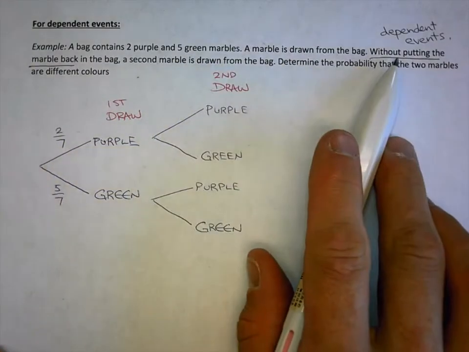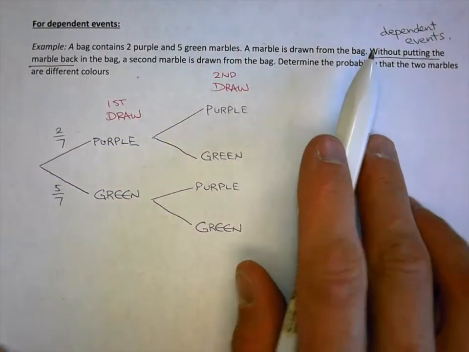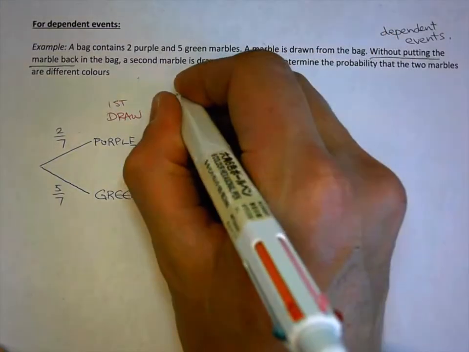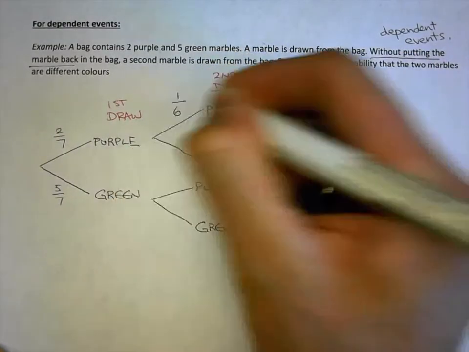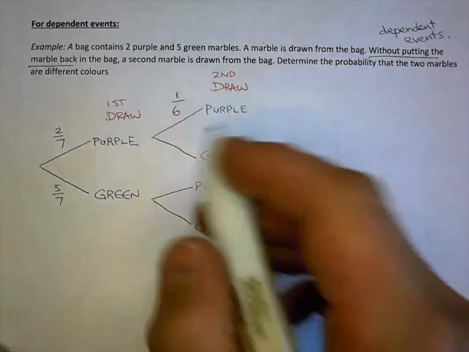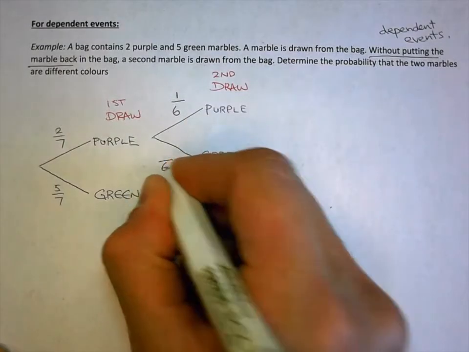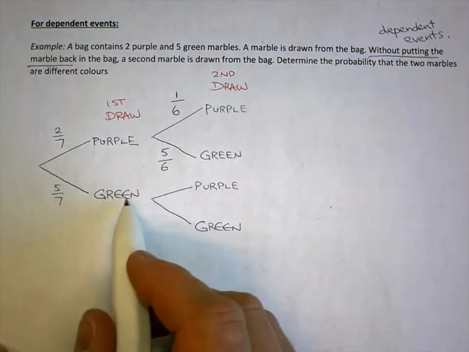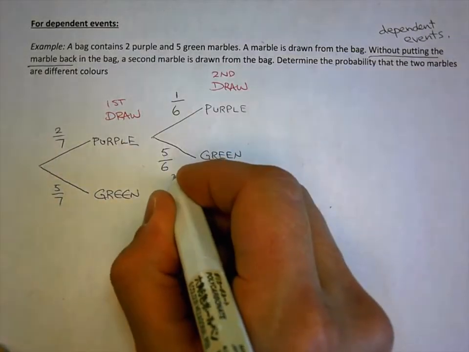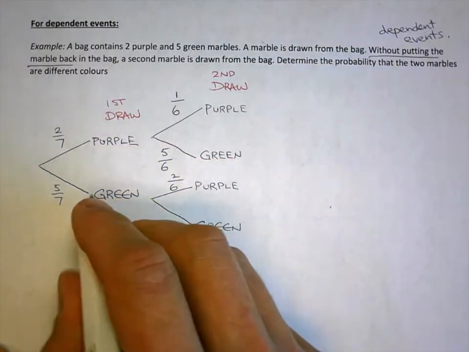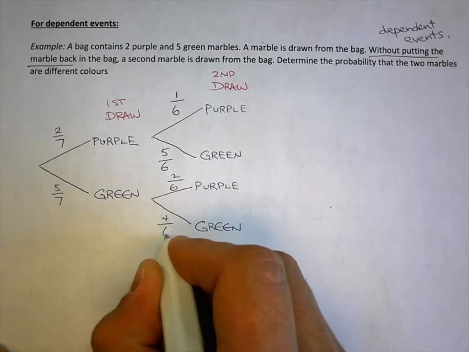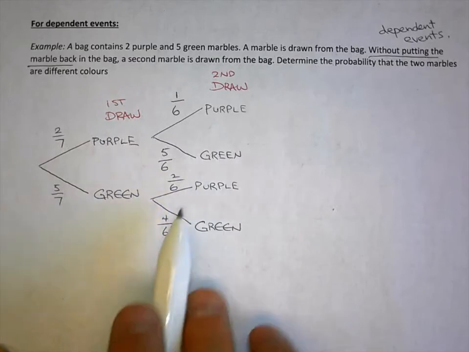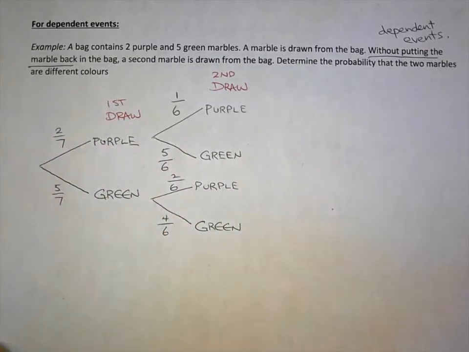Well, look, remember, I threw the marble away. I didn't put it back in the bag. So let's say I drew purple. After the first purple has been drawn, there's now only 1 purple left in the bag, and there are only 6 balls left in the bag. So my probability has changed. What about green? Well, there's 6 balls left in the bag, but there's still 5 green. Down here, if I draw a green the first time, then there's still 2 purple, but there's only 6 options. And here, if I draw green the first time, now there's only 4 green left, and there's 6 options. So you can see that the probability of every branch of my tree has changed based on what happened in the first draw.